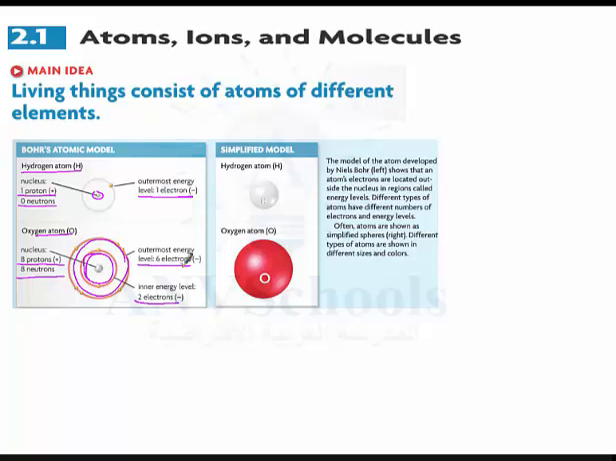The model of the atom developed by Niels Bohr shows that in an atom, electrons are located outside the nucleus in regions called energy levels. Different types of atoms have different numbers of electrons and energy levels. Often atoms are shown as simplified spheres, as you can see in the diagram here.